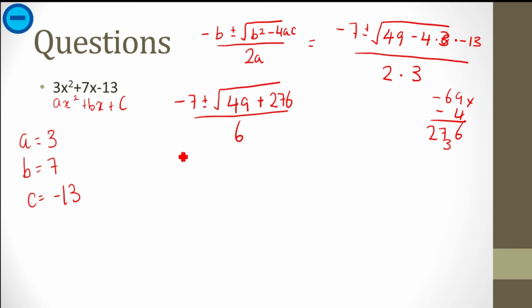Now we're going to have to add those two together, and we shall get minus 7 plus minus the square root of, what's 49? You'll probably get this in a calculator, so let's add this up. 49 plus 276 equals 325. Oh dear. 325 all over 6. Okay, Will, what do you think the next step is?